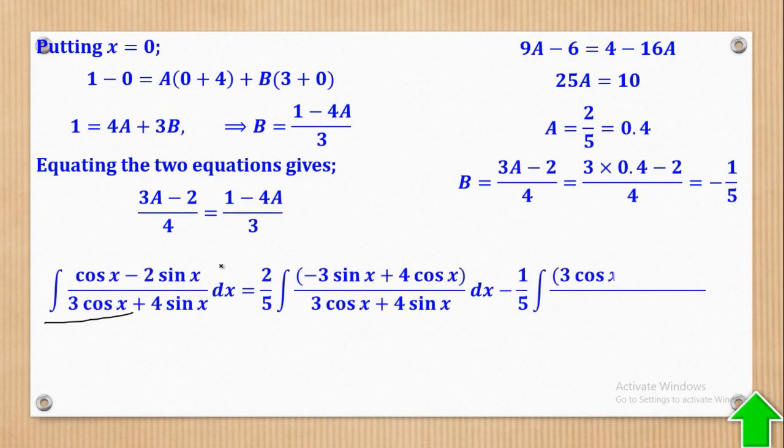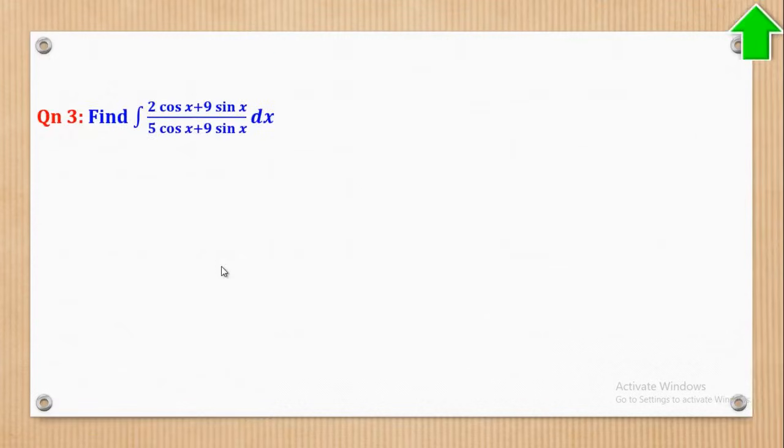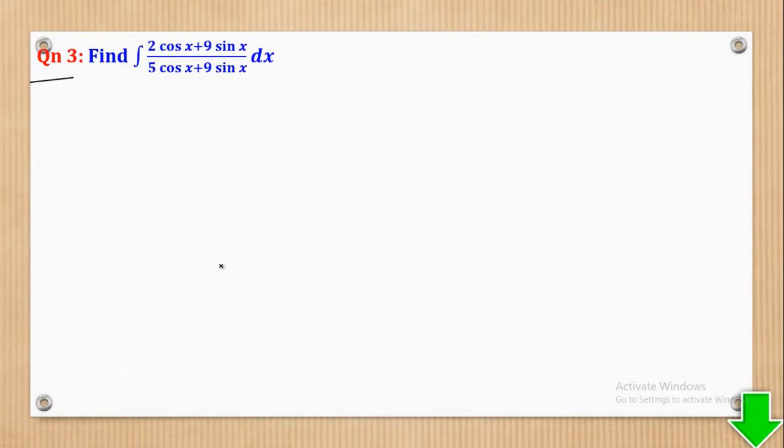Therefore, this integral is the same as this integral, which gives me this. So this gives me this because the numerator is the derivative of the denominator. For this one, the whole of this cancels with this. So integrating 1 over 5 gives me 1 over 5x. That was question 2. Now I shall go to question 3, where I want you to find this integral.